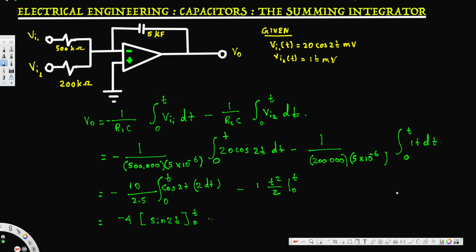Minus t square divided by 2, going from 0 to t, and sine 2t is going to be just sine 2t if you plug in t. Sine 0 is 0, so the final expression is going to be negative 4 sine 2t minus half t square millivolts, and that's going to be the output voltage.